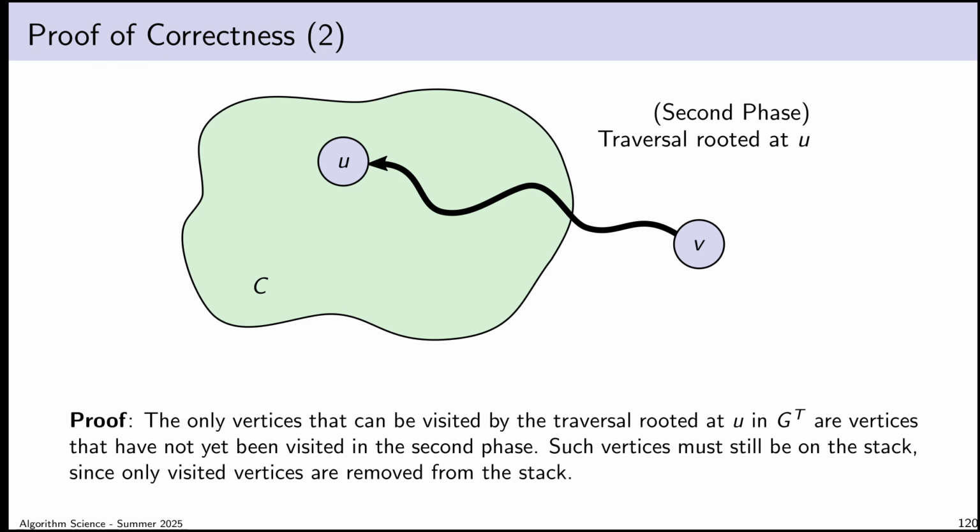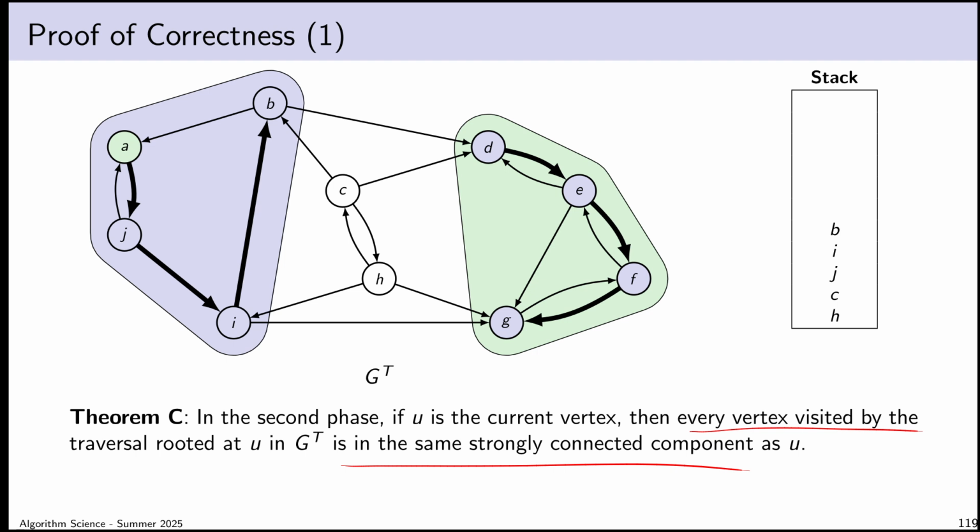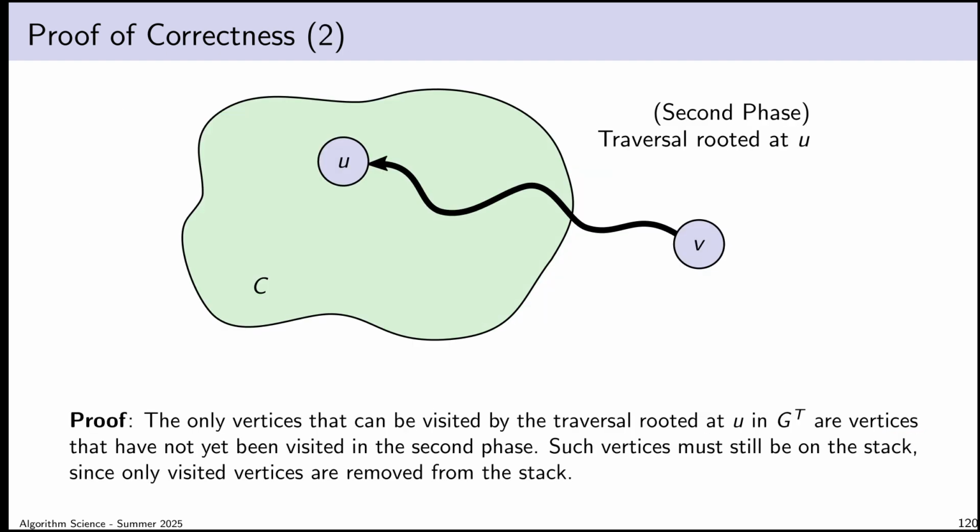All right, so the proof of Theorem C. Just a reminder, Theorem C is that when I do a traversal in phase 2, every vertex I visit is in the same component as my starting point. The only vertices that can be visited by the traversal rooted at U in G transpose are vertices that have not yet been visited in the second phase. That I don't think is very controversial. And that means the vertices that I visit have to still be on the stack. To be clear, here's my stack, and I've got some vertex U at the top of the stack, and I decide to do a traversal rooted at U. There are other vertices also on the stack.